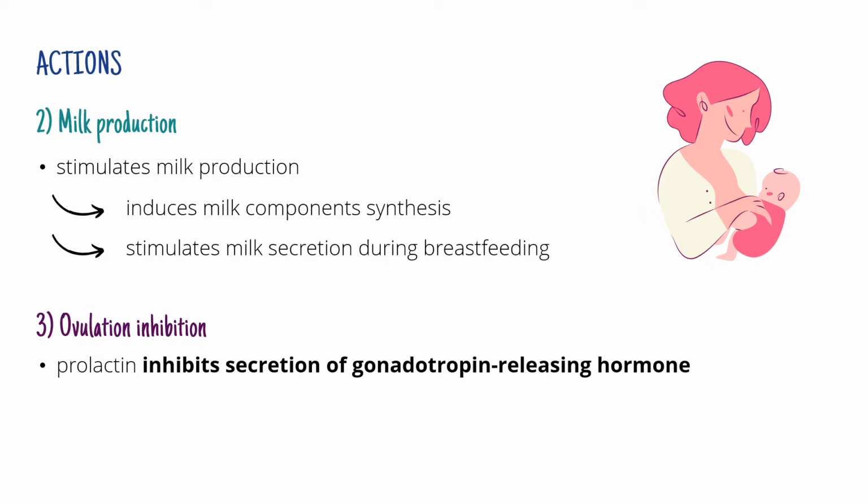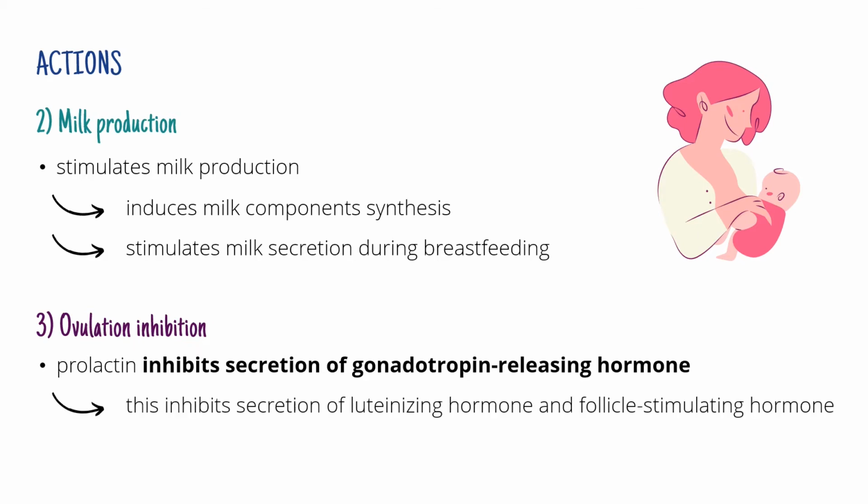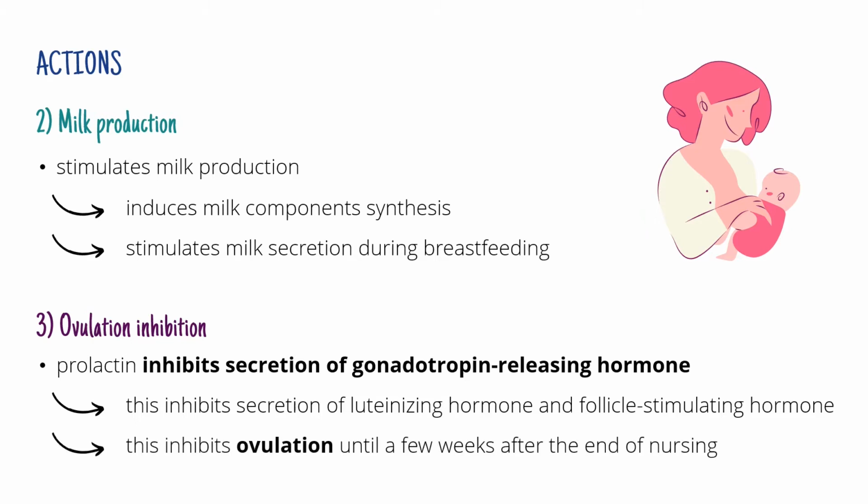As you know, gonadotropin-releasing hormone regulates the secretion of luteinizing and follicle-stimulating hormone. So when the secretion of gonadotropin-releasing hormone is inhibited, secretion of luteinizing and follicle-stimulating hormone is also inhibited, and new oocytes cannot develop. This inhibition lasts until a few weeks after the end of nursing.